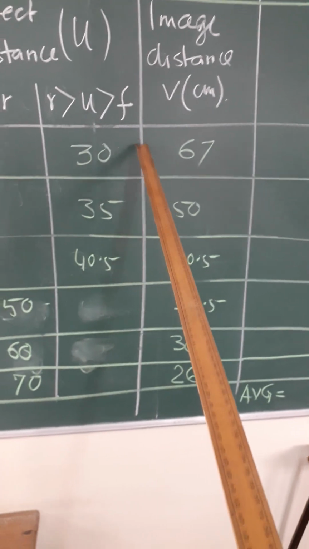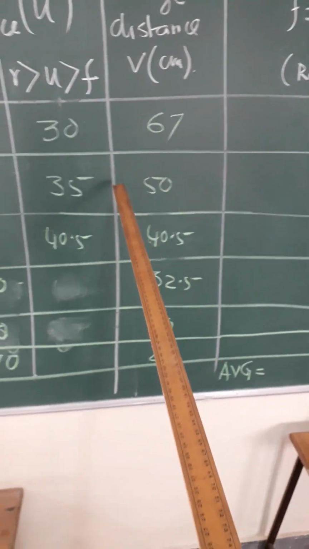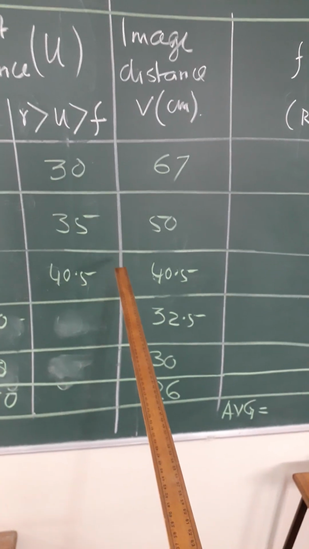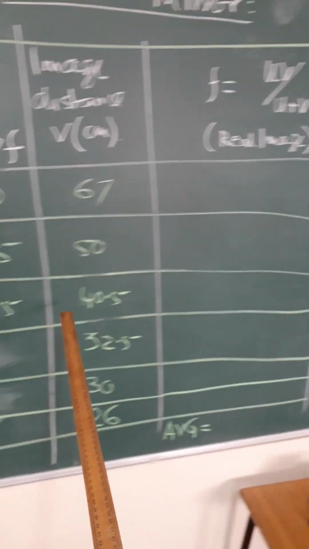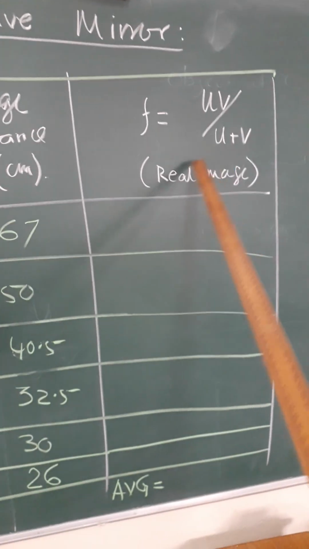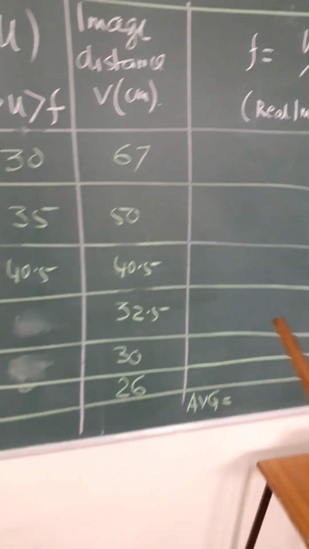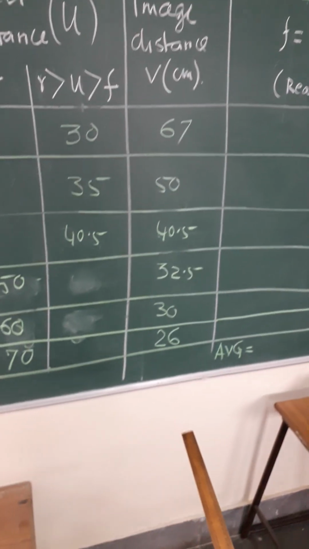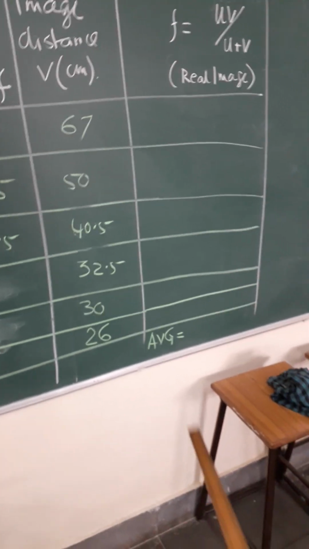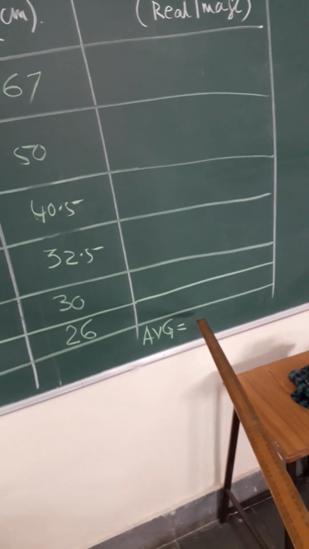We cannot get the object between the focus and the pole. Then we'll get a virtual image which we cannot catch on a screen. So that's why we are using this formula, which is applicable only in the case of real images. And from these we are going to calculate the focal length and finally take the average. So that is the end of the experiment.